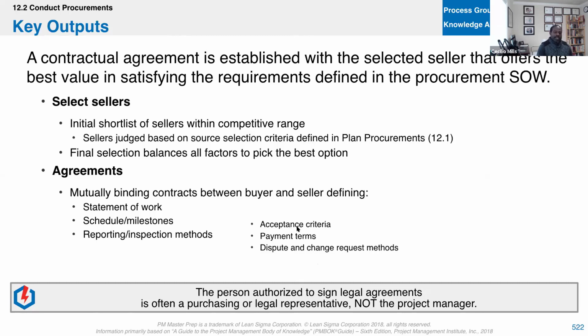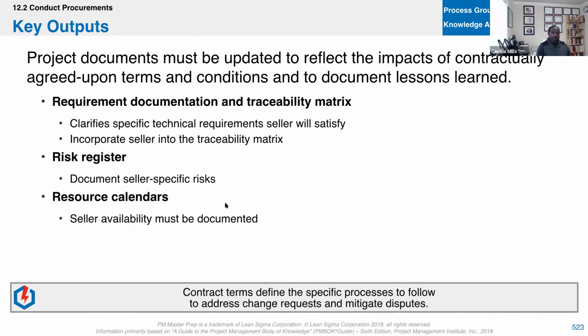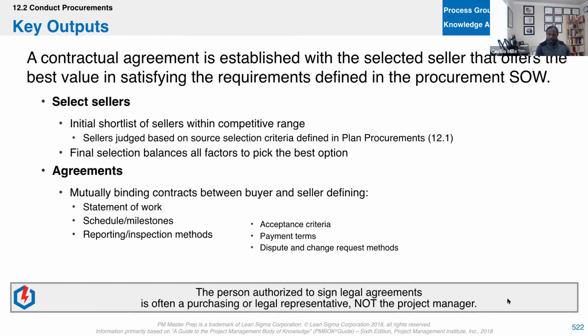And so we'll see here acceptance criteria, and how we're going to handle dispute and change request methods, because what you're going to have with the vendor is going to be different than your change methods within your project. And just a little note down there from PMI as well. The person authorized to sign the legal agreements is often a purchasing or legal representative and not the PM. So there's a few times that the PM is not responsible.